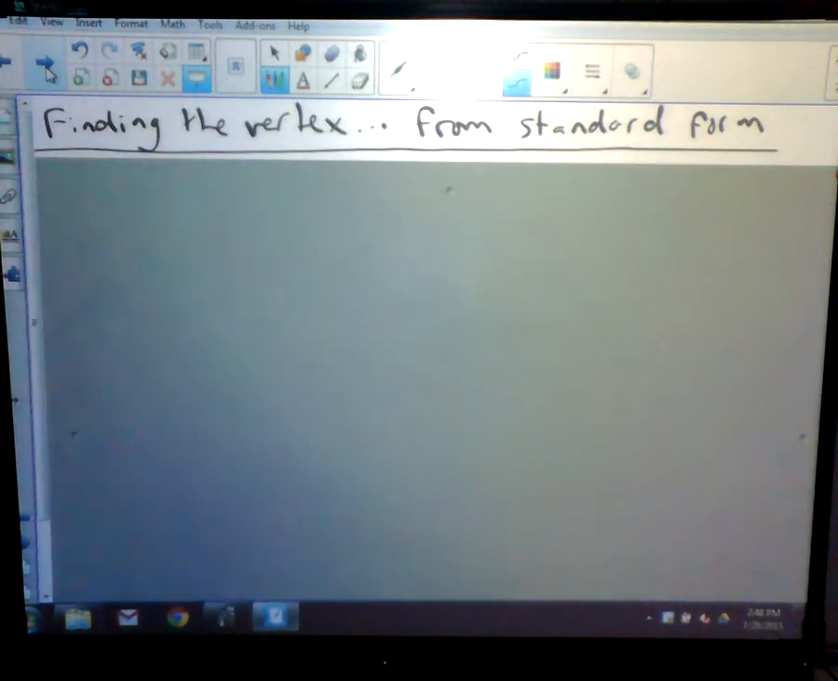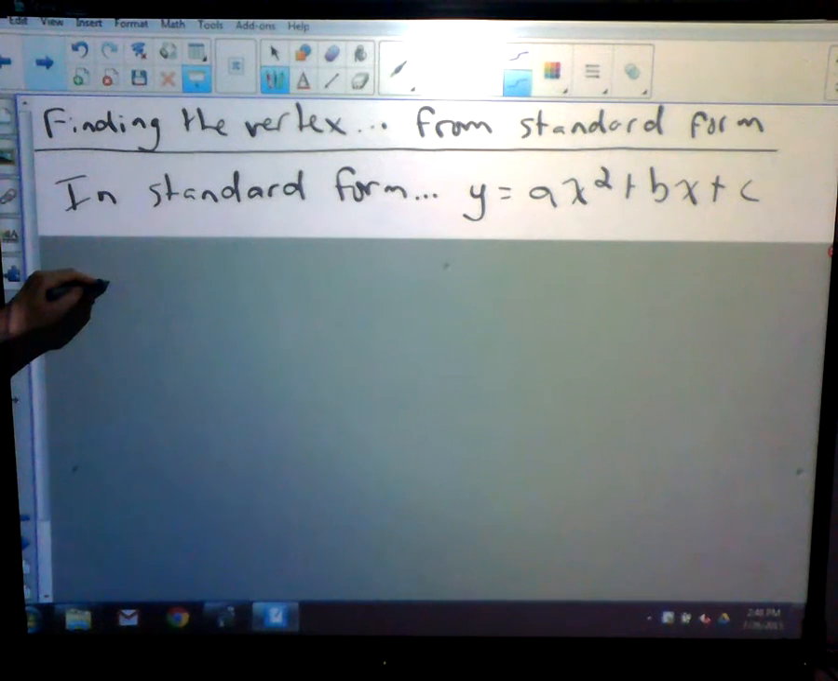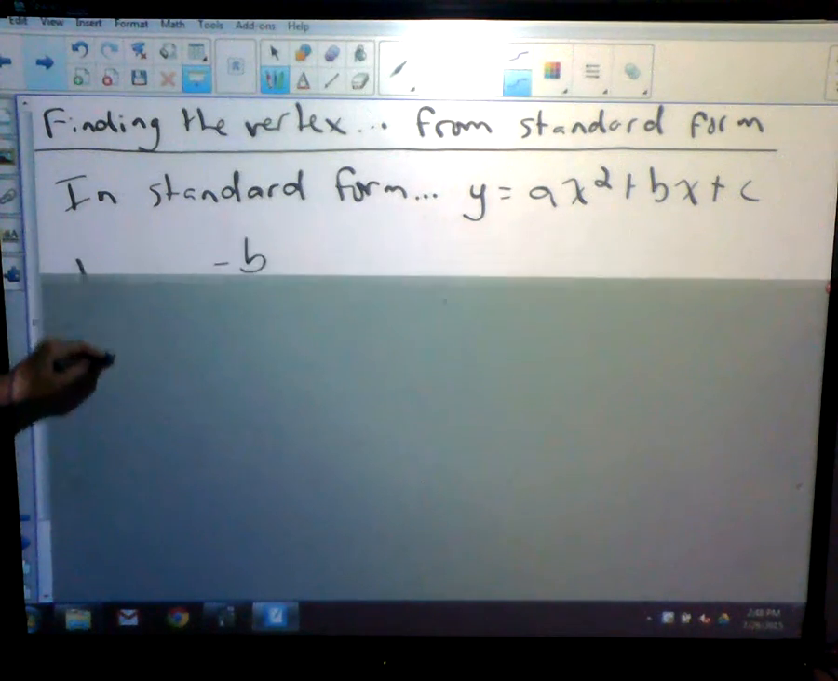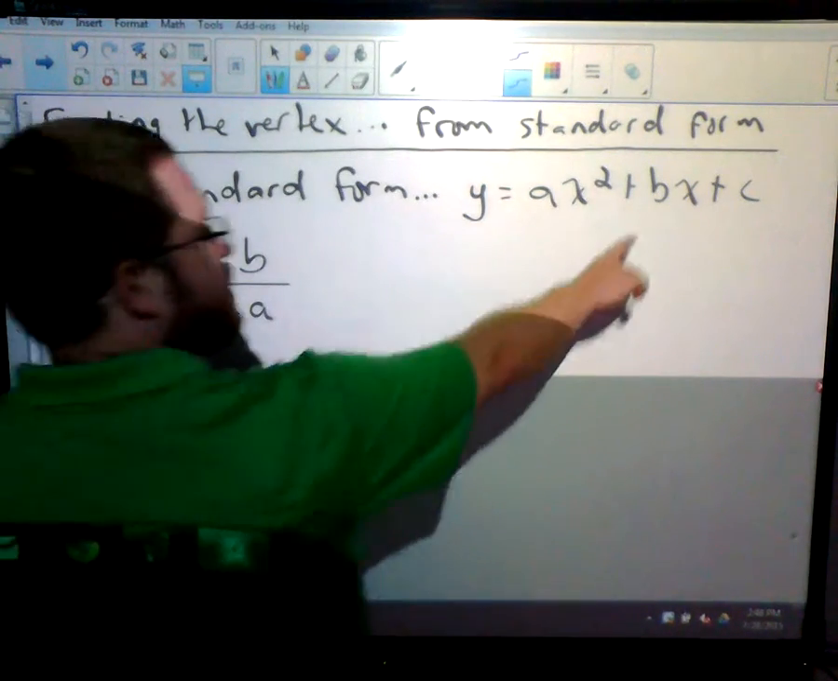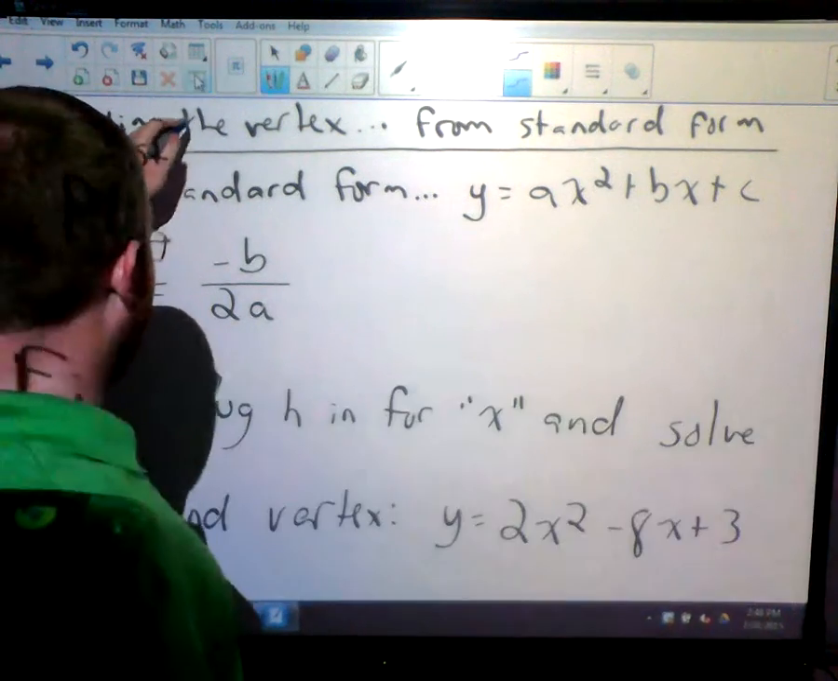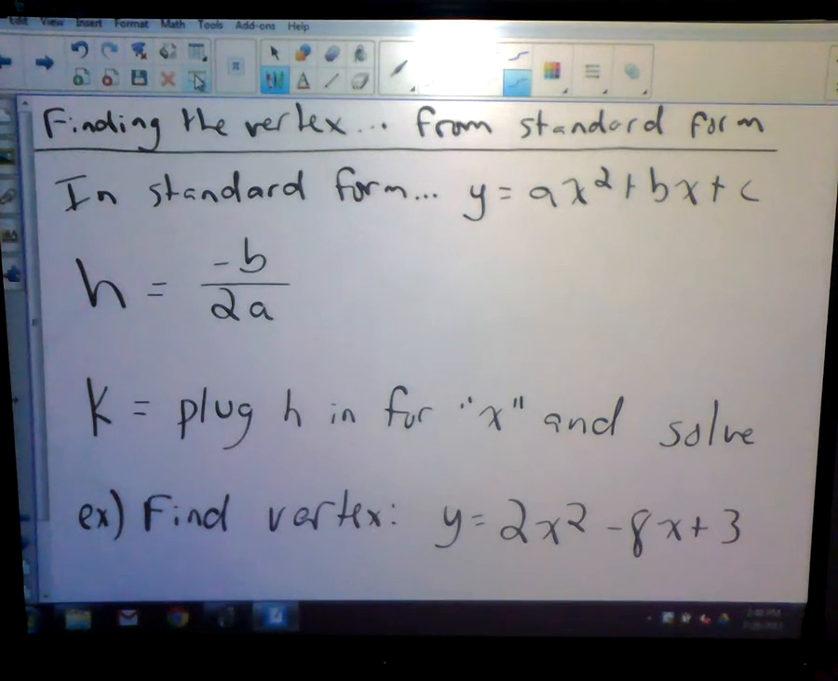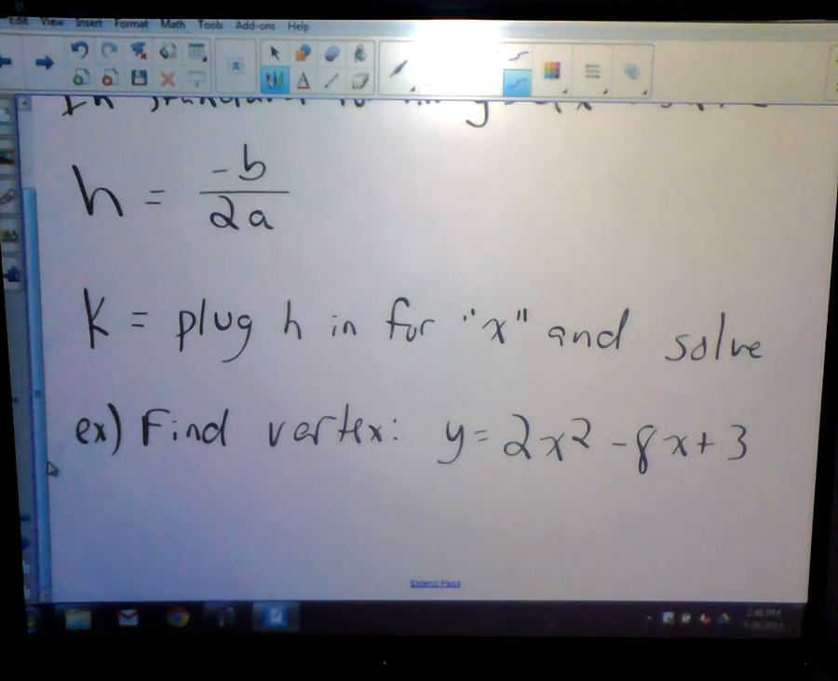But what about from standard form? So I have this equation. I need to find the h and the k. h is the opposite of b over 2a. So it's the opposite of this number divided by 2 times this number. And then to find the k part, we plug in what we just found for h into x and solve. So let's try it. Find the vertex of y equals 2x squared minus 8x plus 3.